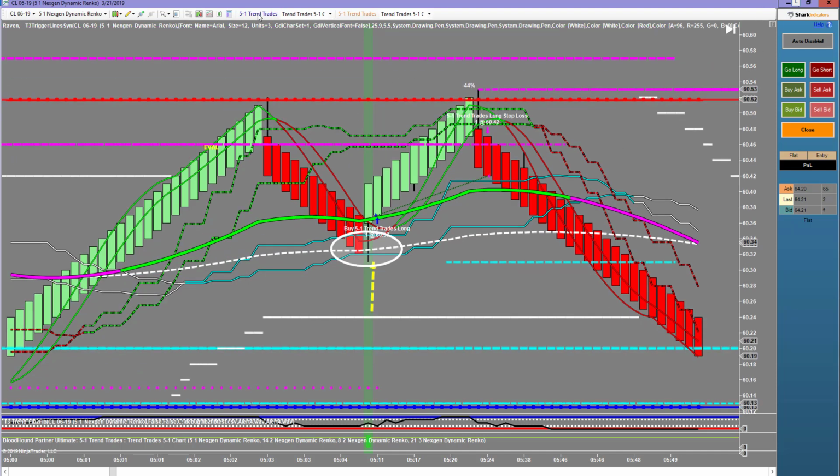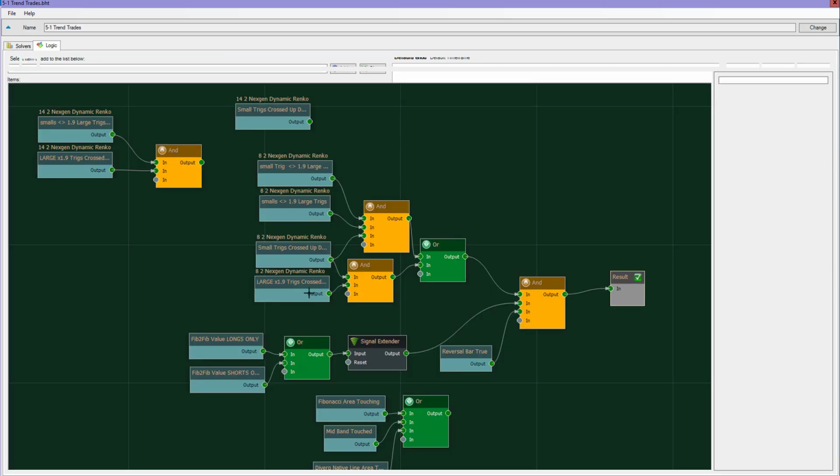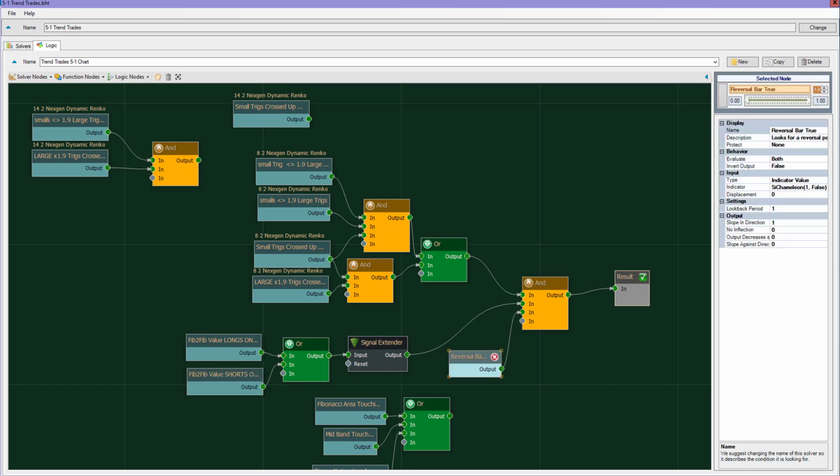Before I go further, do you guys have questions about this? And again, this is just a visualization tool to show you when the 8-2 triggers are right, the Fib to Fib oscillator is right, and then you have a reversal bar. Everybody understand all that?